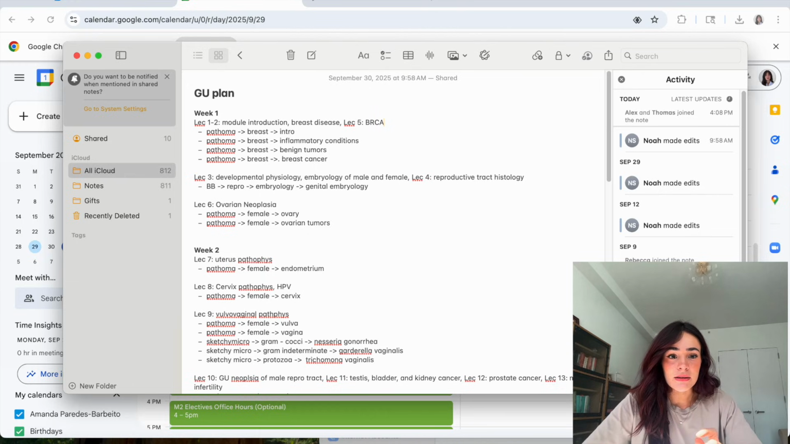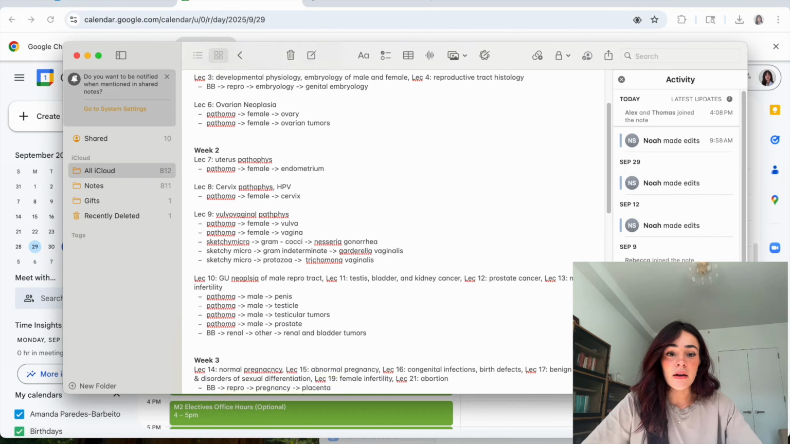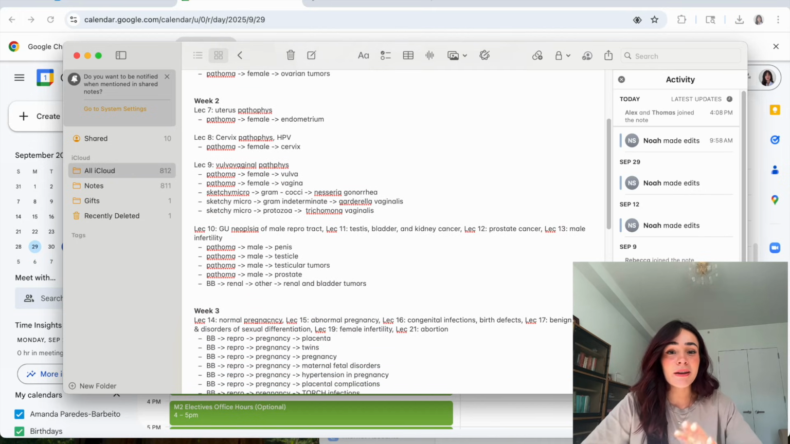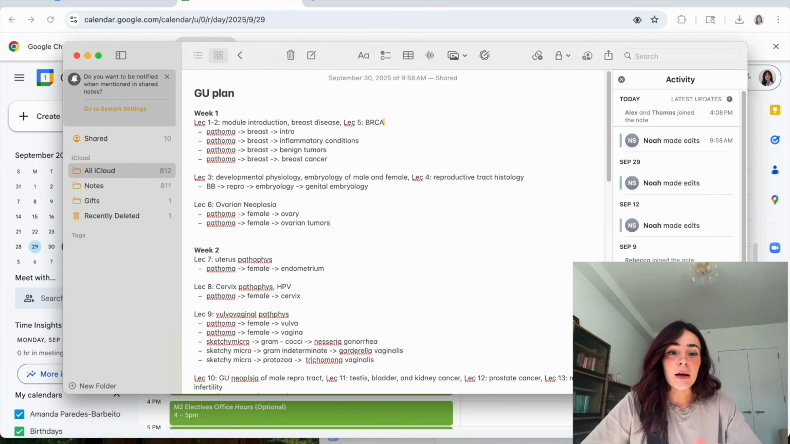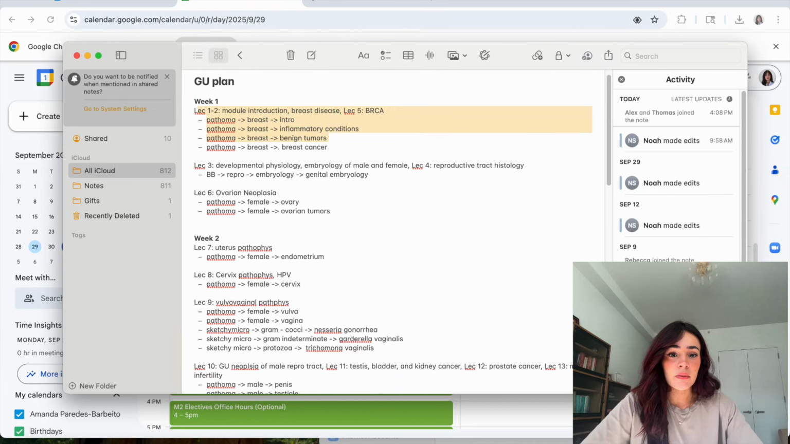But the idea is the same, where I have basically every lecture mapped out, and I put the corresponding third-party resource, whether it's Boards and Beyond or Pathoma or Sketchy. Those are the three main ones that I tend to use. I just map them out. Normally, I would go week by week. My friends are overachievers, and they just did the whole unit. But basically, I would do this.